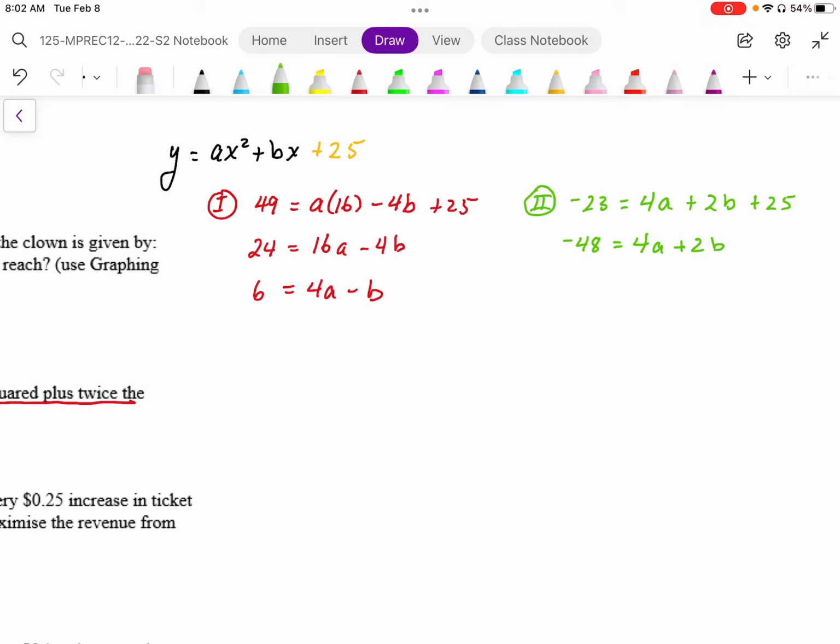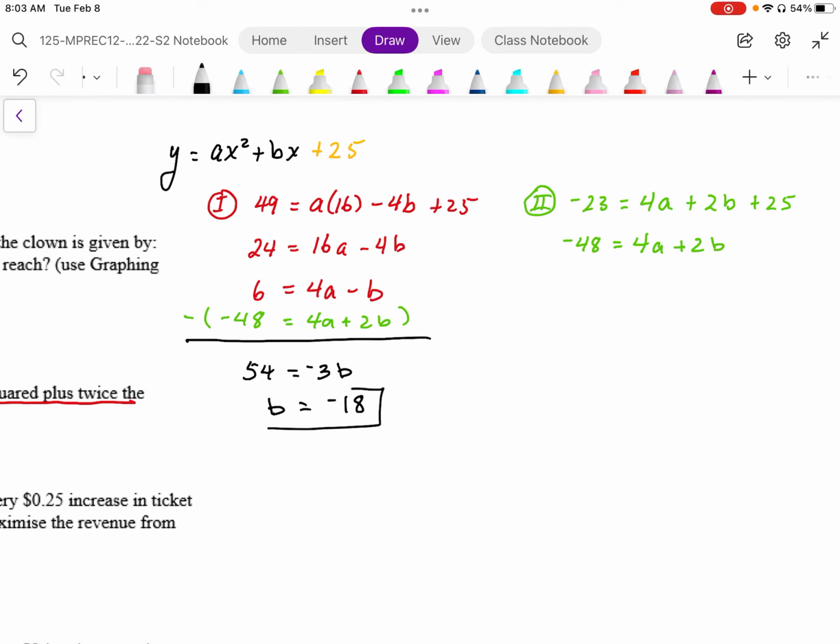Now I could simplify this as well to match the b coefficients, but since the a coefficients are already matched, I'm just going to subtract these two equations. So I'm going to subtract negative 48 equals 4a plus 2b. And subtracting those two equations, just be careful with their negatives. So 6 minus negative 48 is going to be positive 54. The 4a's cancel. b minus 2b is going to give me negative 3b. And solving for b, I end up dividing, so I end up with negative 18.